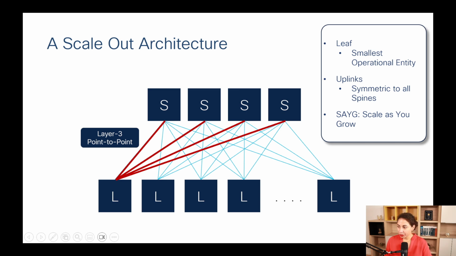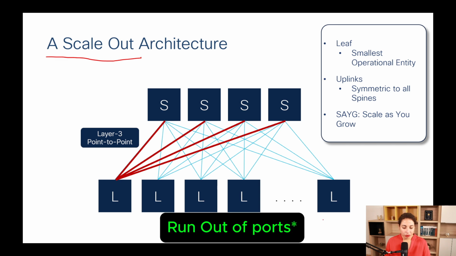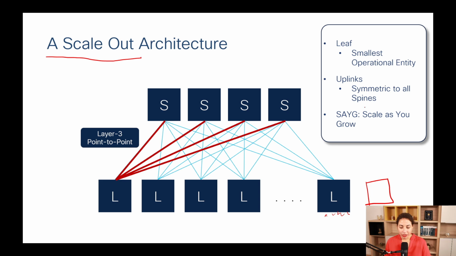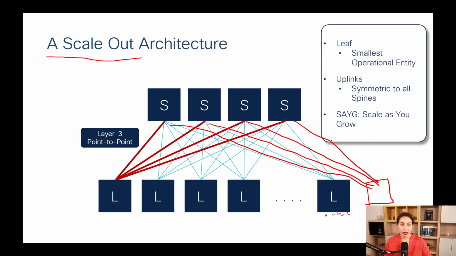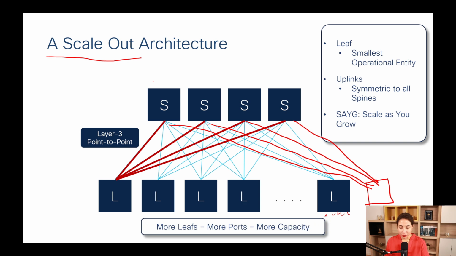Just to have a few words about scalability. How do I scale out? If I run out of ports from the leaves perspective, scaling out is very easy, because I will simply add an additional leaf, and I will connect it to all the spines as the other leaves are connected, again for the reasons that we were covering of uniformity and deterministic latency. So if we need more ports, more capacity, we simply add more leaves.